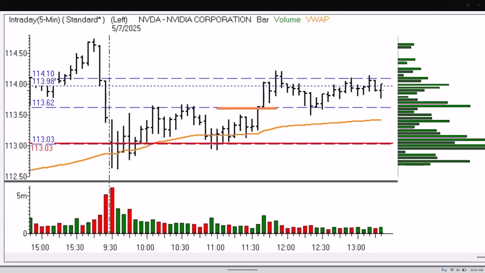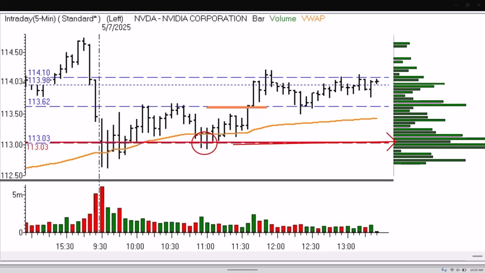Once price comes down and makes this inflection, for me, one of the most important things is this volume by price data. So the volume by price data tells us there's a lot going on right there.